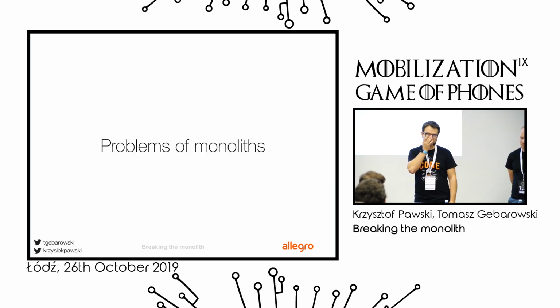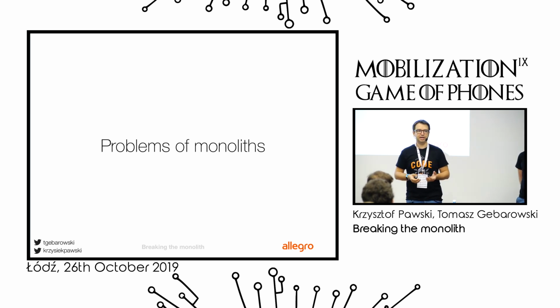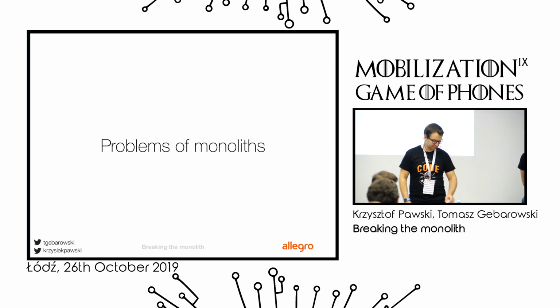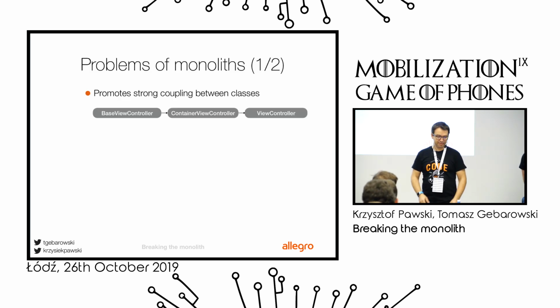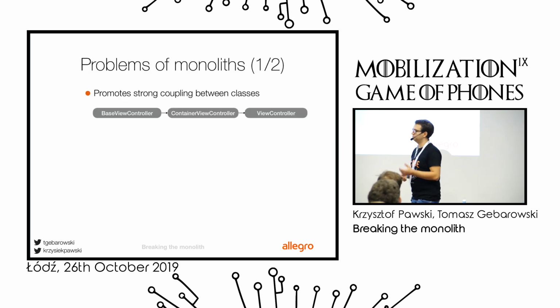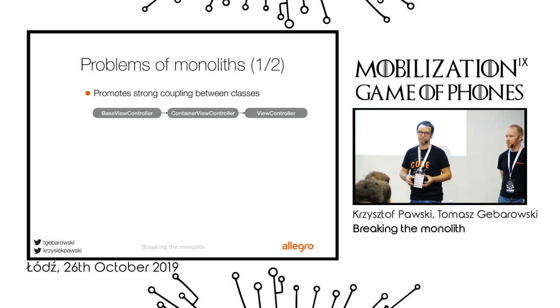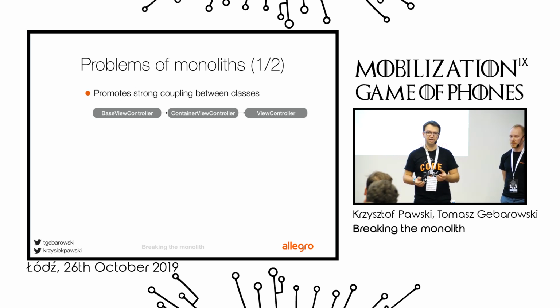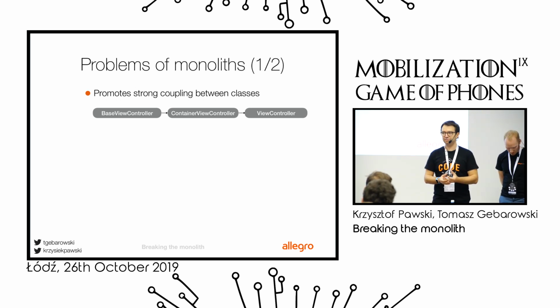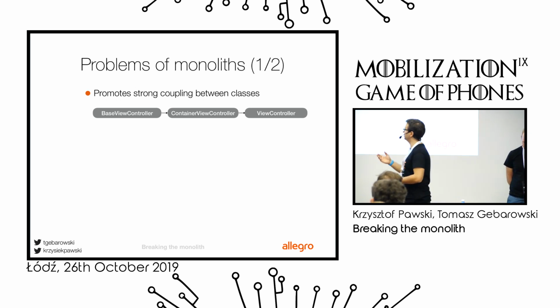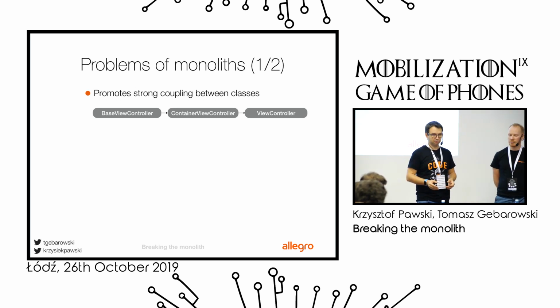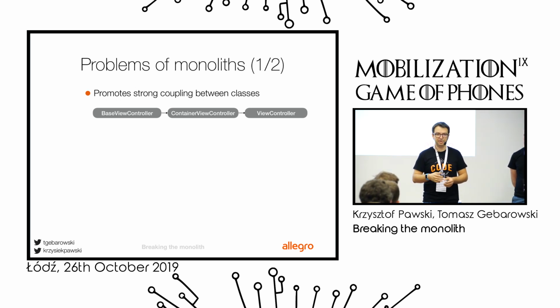But why didn't the monolith stand the test of time? First of all, monoliths promote strong coupling between classes. In this case, for example, we have a base view controller that is inherited by lots of classes, where we are supposed to put a lot of common functionality. But in the end, because it's a monolith and the class is used everywhere, we tend to add functionality that is not used everywhere. This is a code smell pattern named refused bequest.